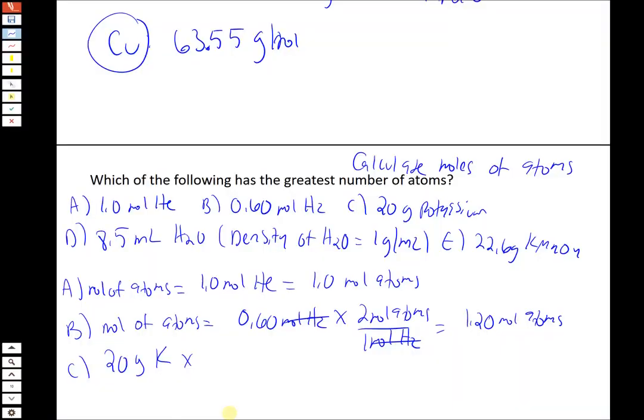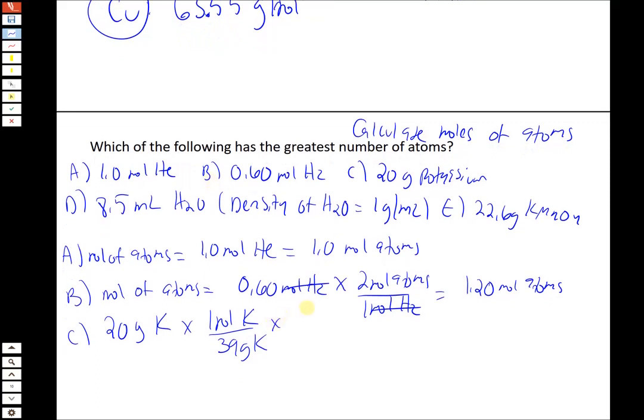So we have 39. 1 mole of potassium is 39 grams. That's the atomic mass. And then again, potassium is made up of atoms, so we don't have to do this last step, but it's 1 mole of atoms for every mole of potassium, because potassium is just K, the formula.